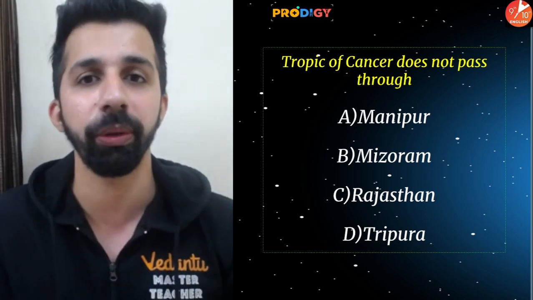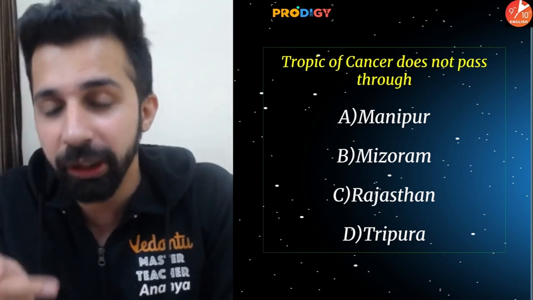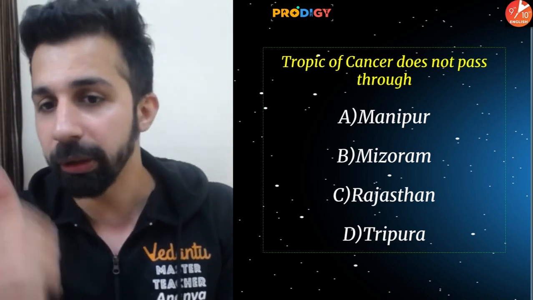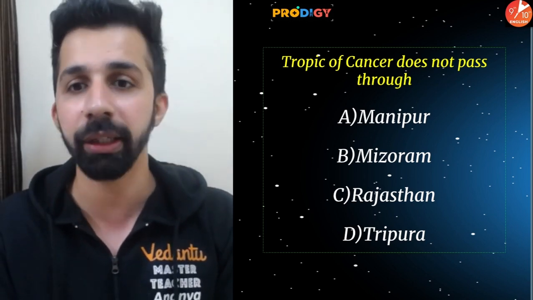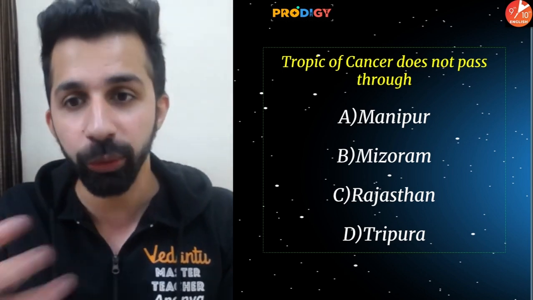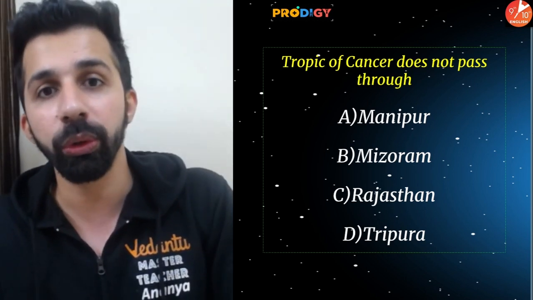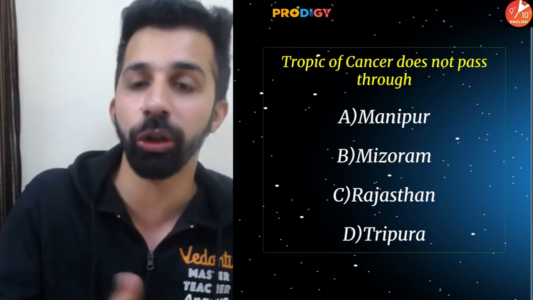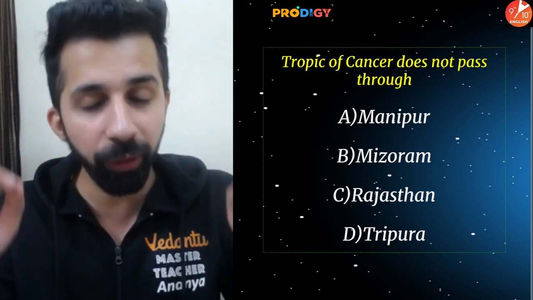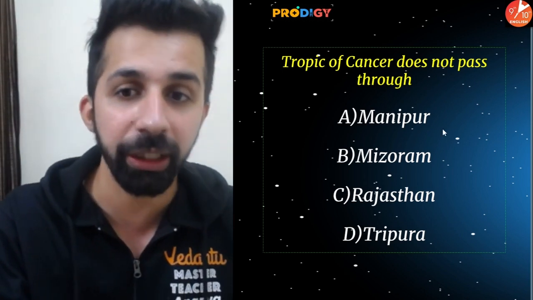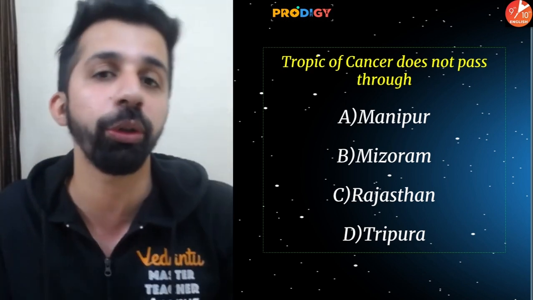Don't just focus on Manipur. Try to have more understanding, more information on the options which are given to you: Manipur, Mizoram, Rajasthan, Tripura. Try to gain more information on these regions also, like the capitals of these states, because sometimes they may ask you a question on Rajasthan, they may ask you a question on Mizoram. So carefully read the question, have a look at each and every option and try to get more information on the regions given in the options.